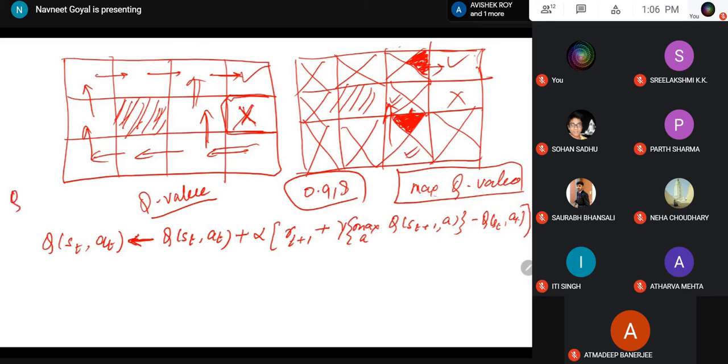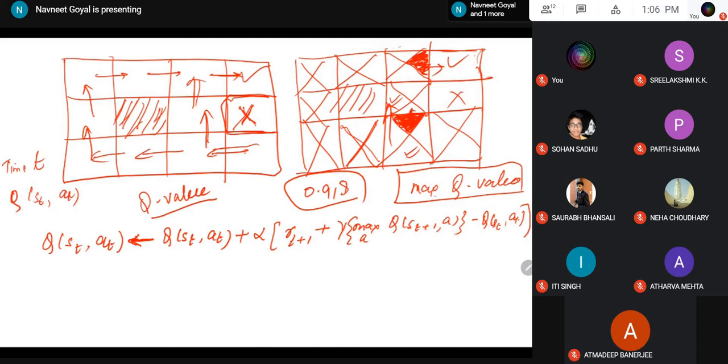So it has got two parameters, ST and AT, right? So ST is basically the state in which you are currently in at time t, right? And AT is the action that you take from that particular state, right? So in this grid world, you can take 4 actions from each state. So that's why each cell has been divided into four smaller cells, right?